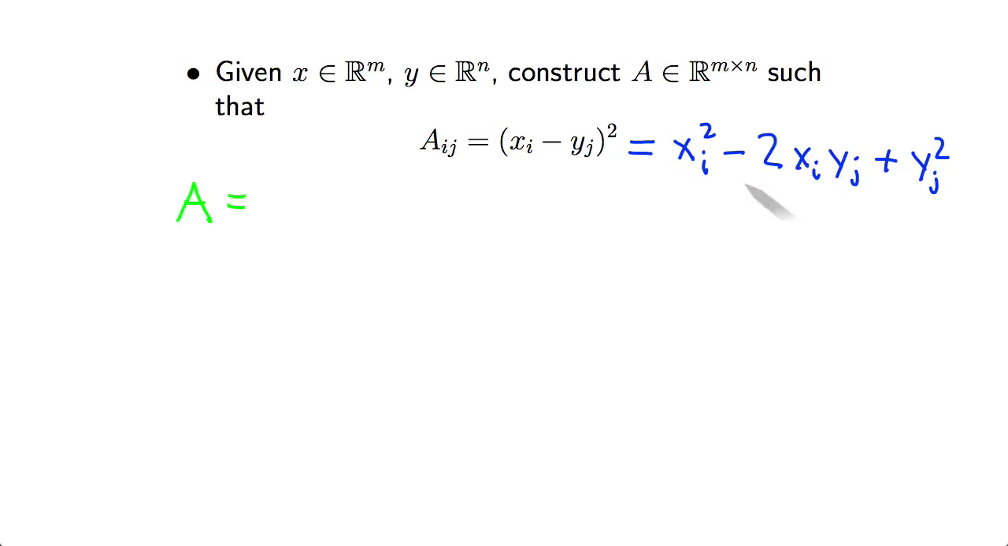Starting with this one here, we want some matrix such that the ij element is equal to negative 2 times xi times yj. But we actually already know about a matrix that is of this form. It's just the outer product of x and y. So this term here, negative 2 xi yj, will be captured by negative 2 times the outer product of x and y transpose.